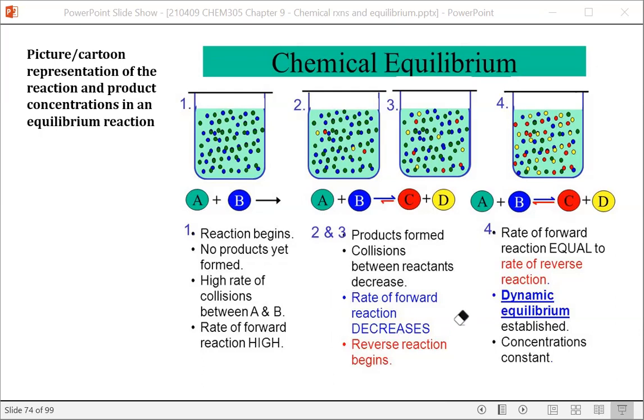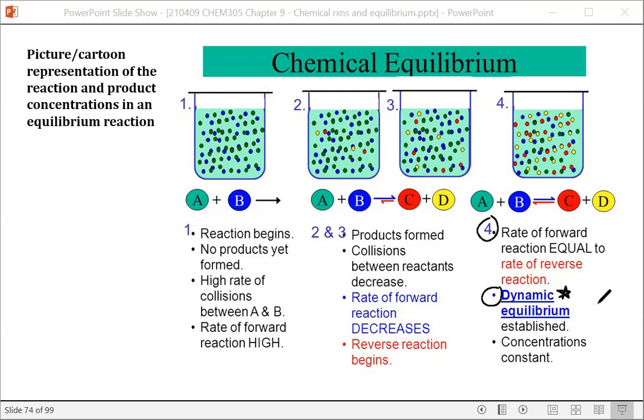This is going to continue until eventually you hit this point of balance between the forward and the reverse reactions, the point of equilibrium. Eventually, the rate of the forward reaction, A plus B making C plus D, is going to be equal to the rate of the reverse reaction, C and D reverting back to A plus B. And this is when equilibrium is established.